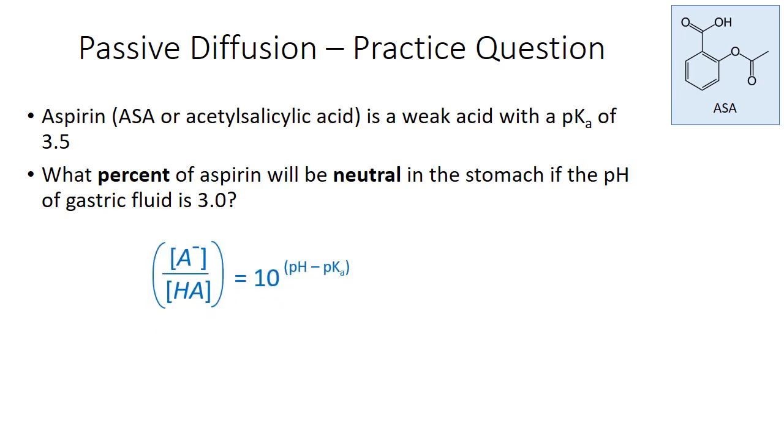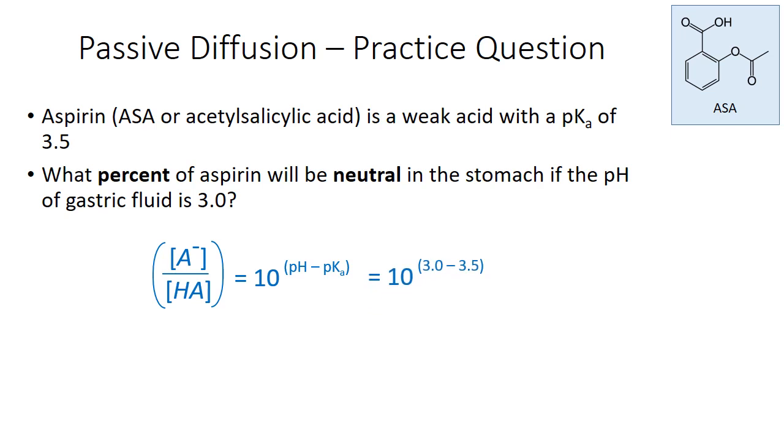This is the equation that I just mentioned. Now, first you had to know, do we use the acid or the base equation? Well, I said it's a weak acid, right? So we have to use the acid equation, which is A and HA. The question was, what percent will be neutral? Well, you need to understand the neutrals are on the bottom, because that is not charged, that's neutral. And so I have that flashing there, highlighting that that's what we're trying to solve.